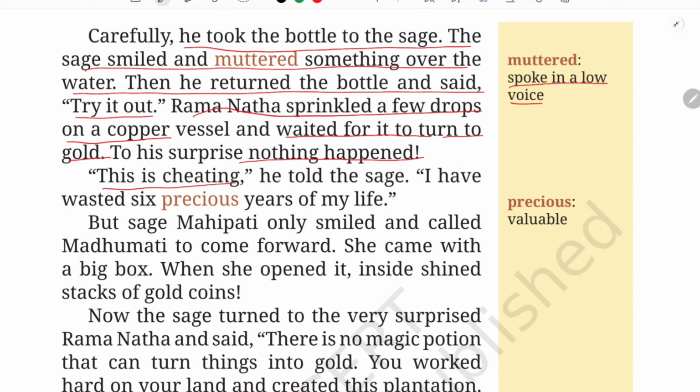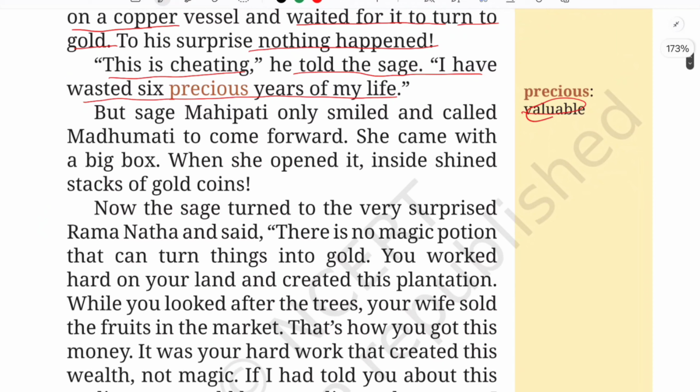He started shouting. He told the sage, I have wasted 6 precious years of my life. Precious means valuable. But the sage said nothing and only smiled. Why? Let us see. Sage Mahipati only smiled and called Madhumati to come forward.